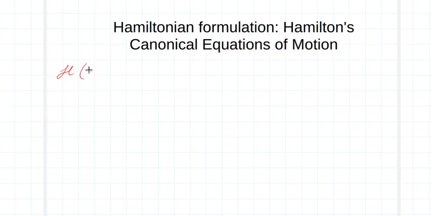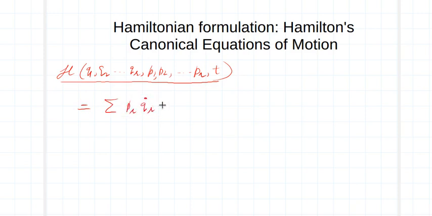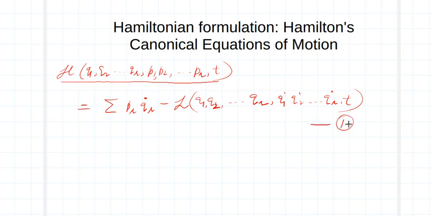and the Hamiltonian can be written as a function of Q1, Q2, and so on up to QR, P1, P2, and so on up to PR, and T. This Hamiltonian is related to the Lagrangian according to the Legendre transformation: H equals summation PR QR dot minus the Lagrangian, which is a function of Q1, Q2, up to QR, Q1 dot, Q2 dot, and so on up to QR dot, and T. Let me call it equation number 1.